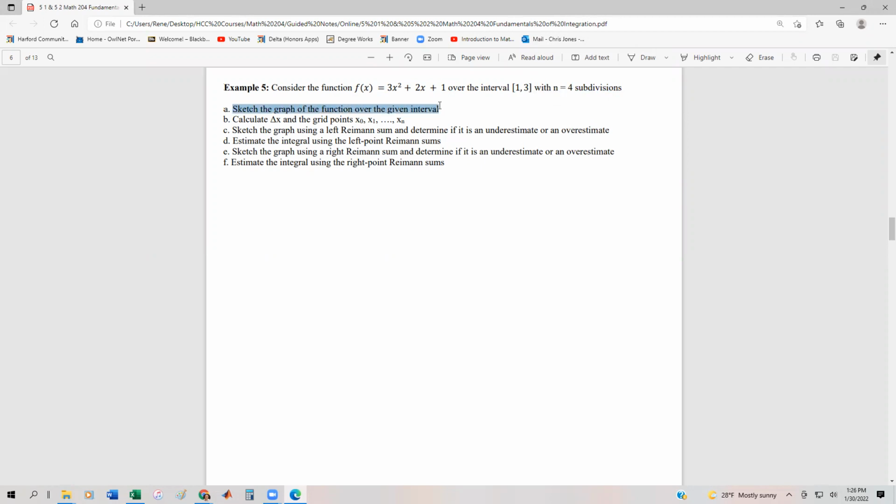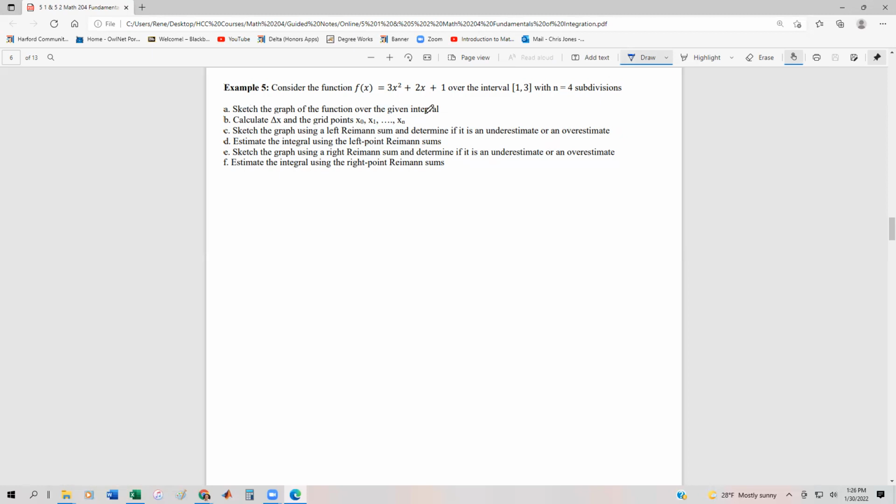We're going to sketch the graph. That's easy. We're going to calculate delta x and the grid points. That's easy. We're going to sketch the graph using the left-hand Riemann sum endpoints, and we're going to determine if it's an under or over estimate. That's going to be pretty easy. We're going to do the same thing with right hand, but then the most difficult, most taxing part is actually computing those left-hand and right-hand endpoints using the Riemann sums. All right, so let's get to it.